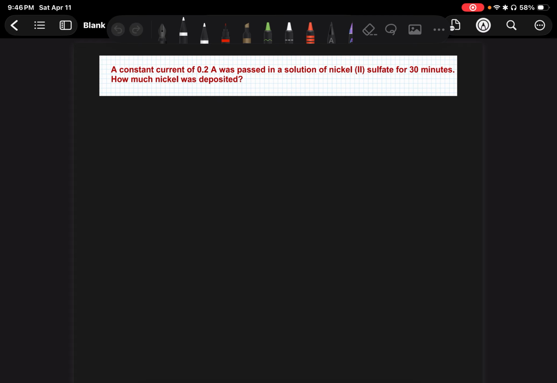Okay, so a constant current of 0.2 amps was passed in a solution of nickel(II) sulfate for 30 minutes. How much nickel was deposited? So we need to find out the mass of nickel that was deposited. How do we do that?